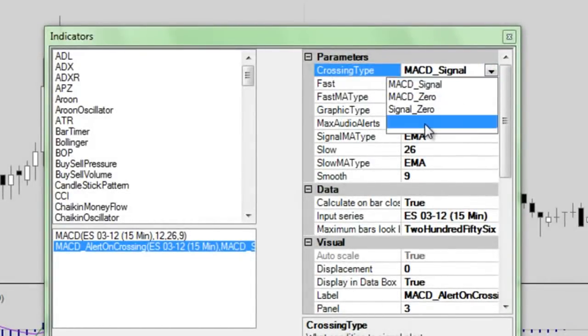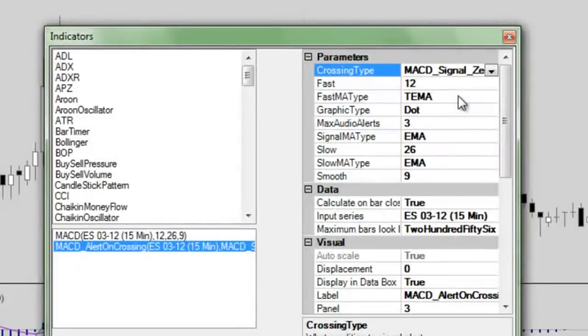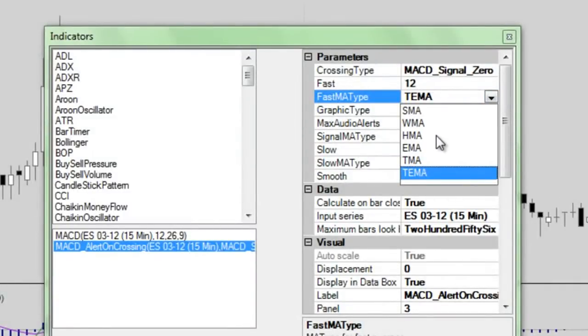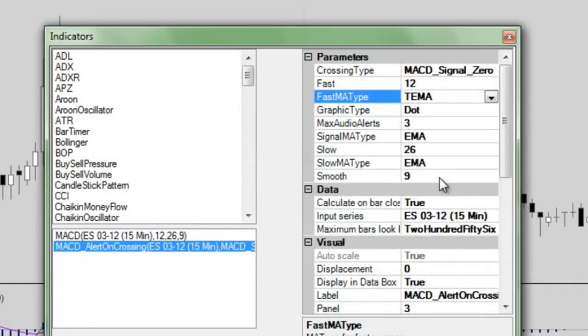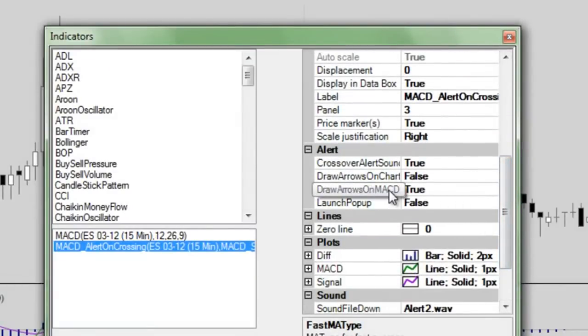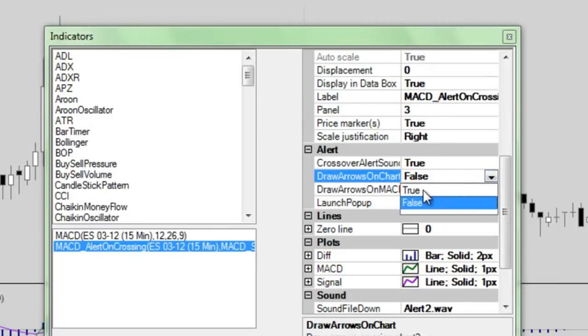N0. Now we also allow you to change the moving average types. So here I've chosen the TEMA, or triple exponential moving average. But I can easily go here and change the parameters that I want. Additionally, if I wanted to show this not on the MACD, but on the price chart, I can go here and change it very easily.